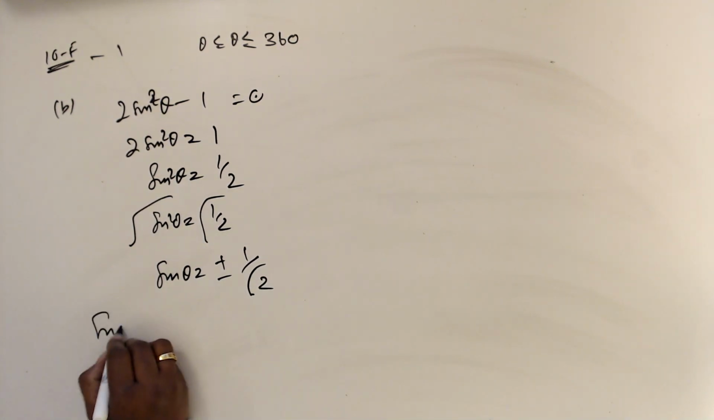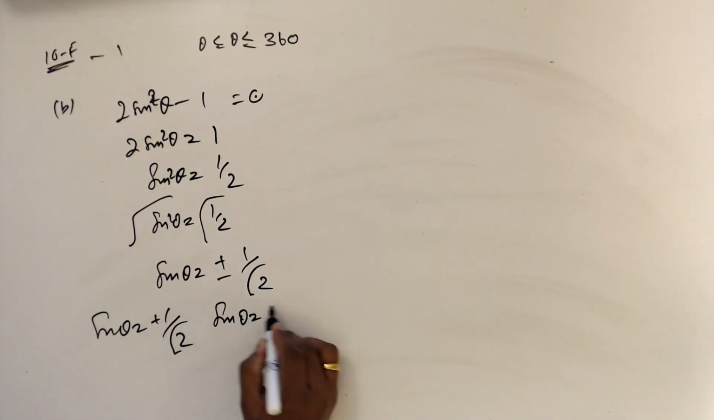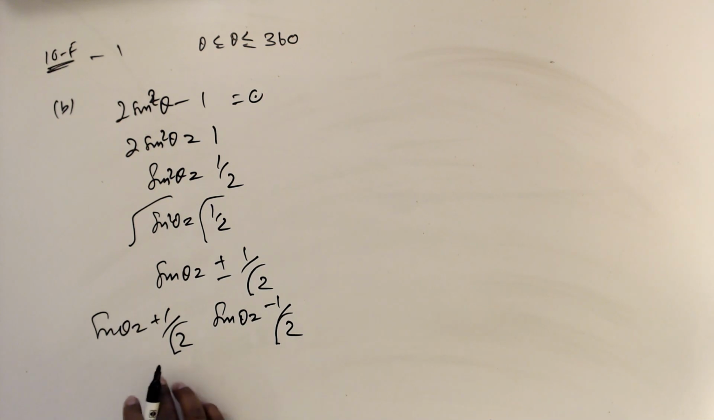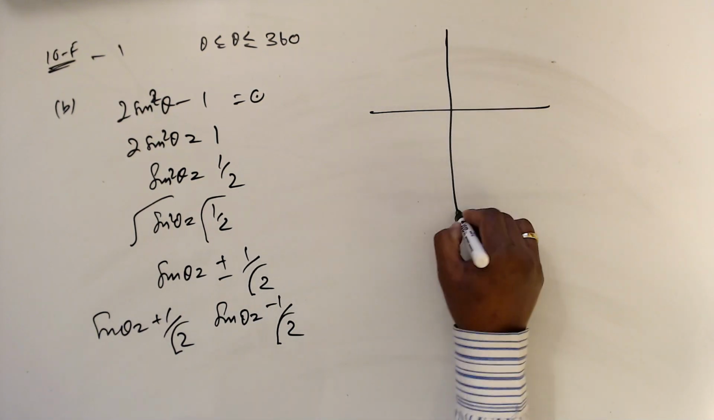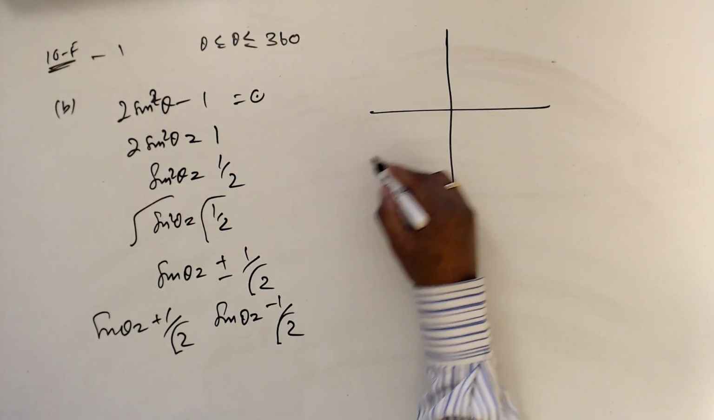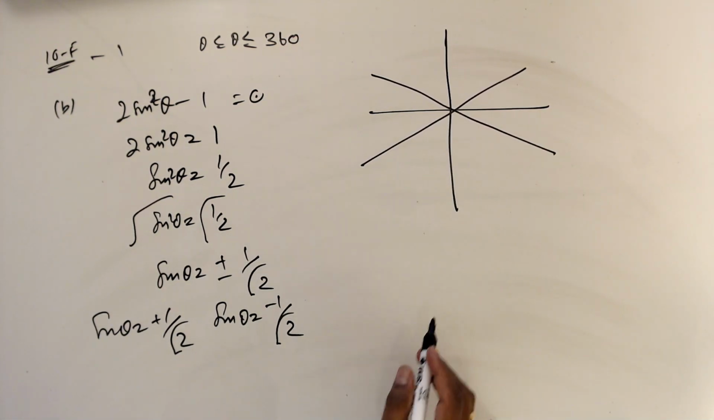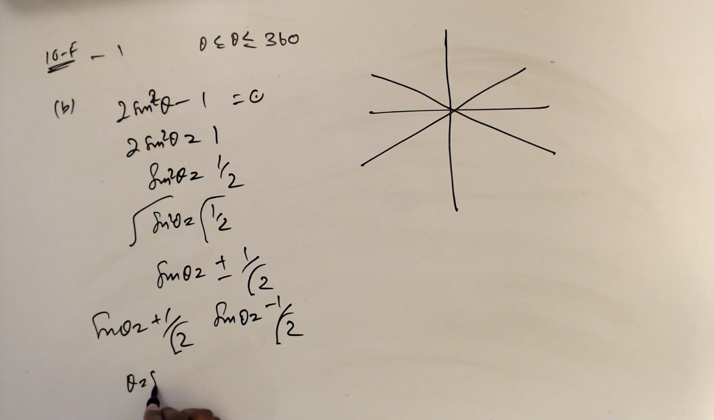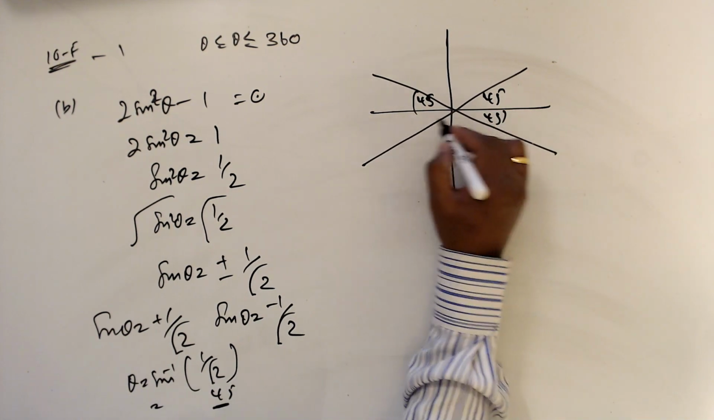There are two equations. Sin theta equals positive 1 over square root 2, and sin theta equals negative 1 over square root 2. Since it is plus and negative, I can just draw all four angles now. Theta equals sin inverse of 1 over square root 2. I pick up the positive value. So this is 45, the acute angle. So then this is 45, 45, 45, 45.